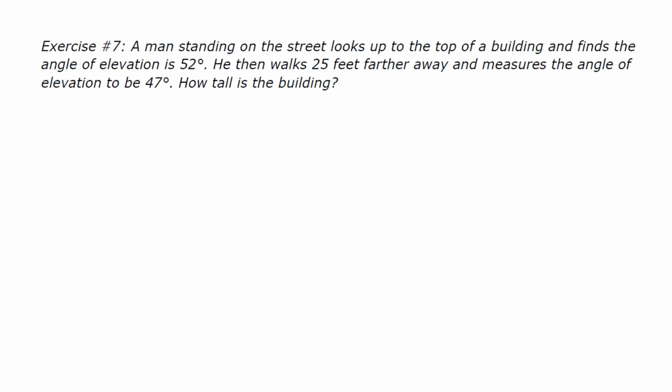All right, exercise 7. A man standing on the street looks up to the top of a building and finds the angle of elevation is 52 degrees. He then walks 25 feet further away and measures the angle of elevation to be 47 degrees. How tall is the building?